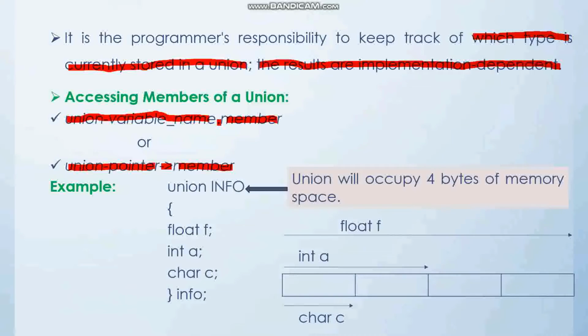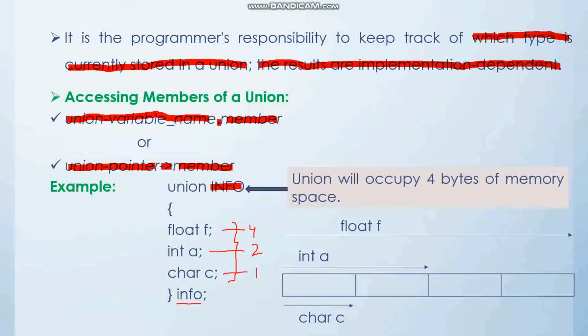So in this example, we are declaring a union info. There are three members in this union of different data types, float, int and char, and a variable of this union is declared here, that is info. For character we need 1 byte of memory, for integer we need 2 bytes of memory, for float we need 4 bytes of memory.